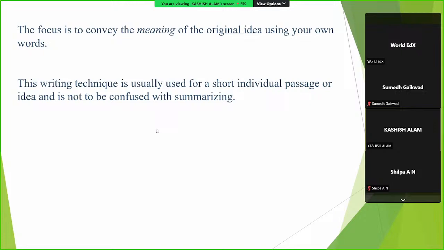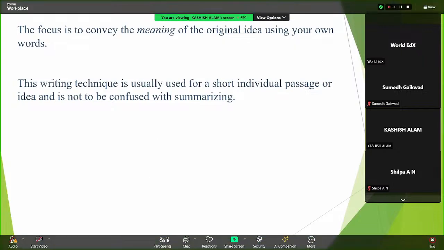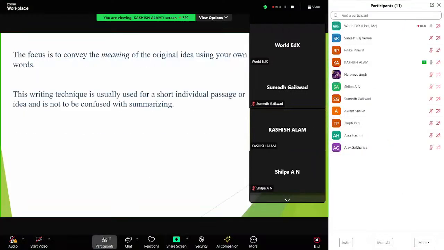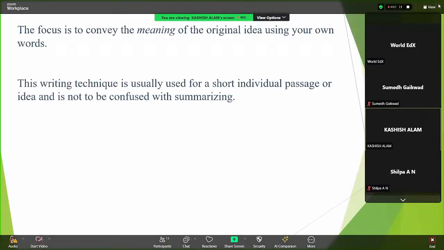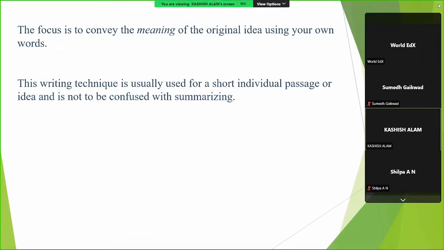What is summarizing? Summarizing means you are giving an overview again of whatever ideas you have put forth in your essay writing or the report writing section. So summarizing is basically a conclusion of all the things that you have done, but paraphrasing refers to the rephrasing of the words, and it is limited to a short passage. It's limited to short sentences, not a complete or big paragraph. So we need to know the difference between paraphrasing and summarizing.